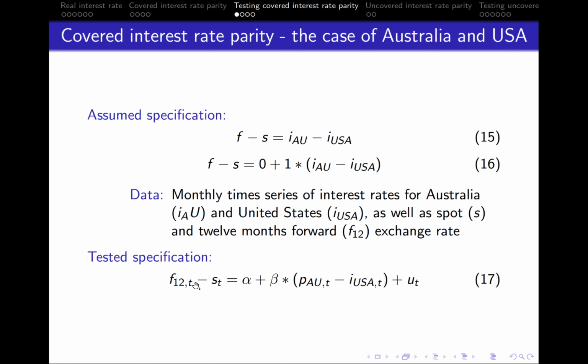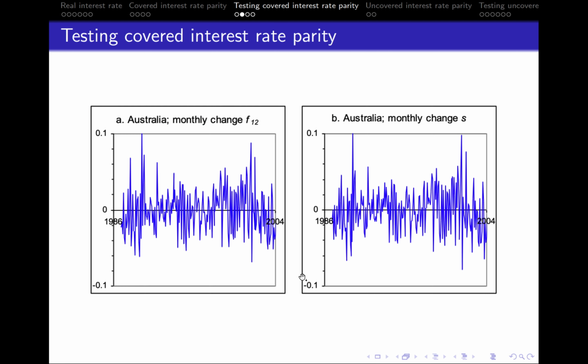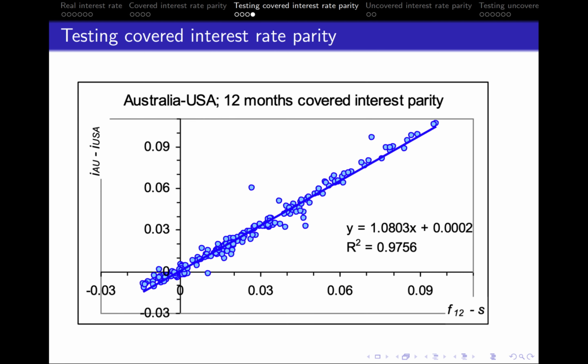Why? Because look, here we are having spot and forward exchange rates. So we are hoping that the volatility present in both is going to be eliminated by subtracting one from the other. And the similar thing should happen over here when it comes to interest rates. And actually, this is exactly what happens. Because look, once the equation is estimated, look what we see. We see that alpha is basically zero, not statistically different from zero.